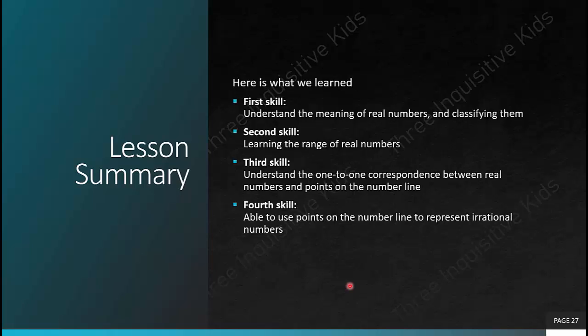So we also covered the 4 skills of today. Understand the meaning of real numbers and classifying them. Learning the range of real numbers. Understand the one-to-one correspondence between real numbers and points on the number line. And the final one is being able to use points on the number line to represent irrational numbers.